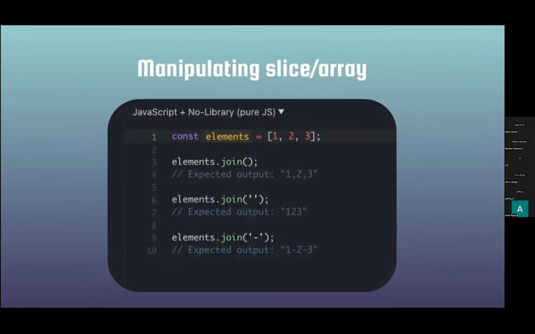So if we take a look at this example, we have an array, and if we want to join the items, we just call this join function and pass in the delimiter, and off you go.